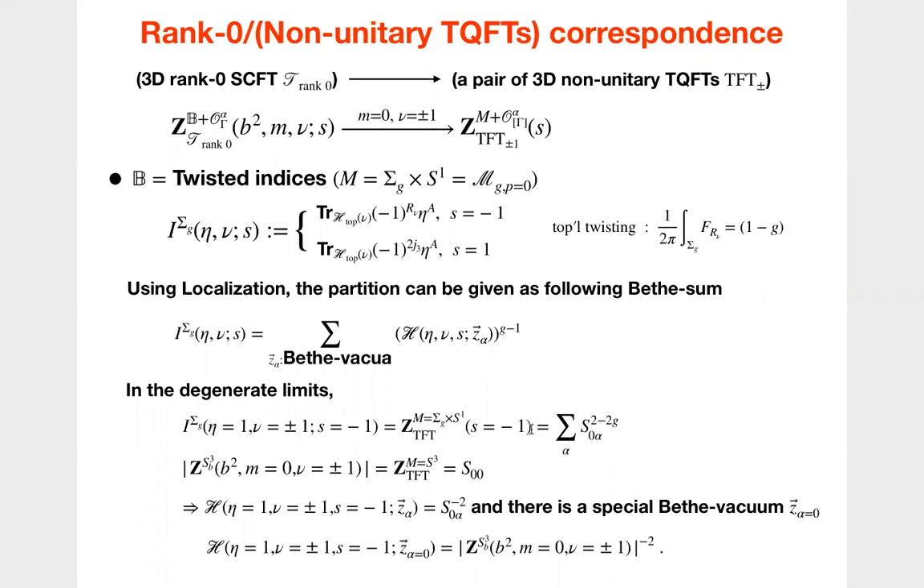So topological partition functions are more restrictive than supersymmetric partition functions. And what we are saying is that in the rank zero theory cases, the supersymmetric partition function in the degenerate limit satisfies all these non-trivial properties of the topological partition functions.